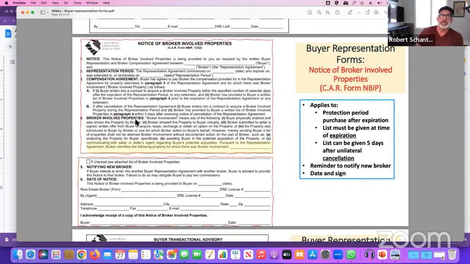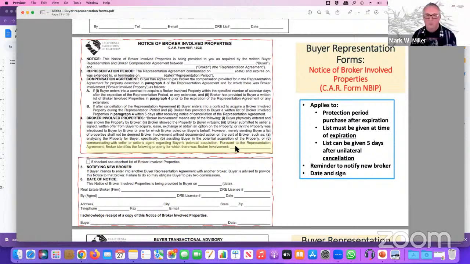So the top part basically just outlines the guarantee for payment, even after the expiration period, as long as you send in that list of notice of broker involved properties, which is this. You can see where it's highlighted here. Pursuant to the representation agreement, broker identifies the following property for which there was broker involvement, and then more than likely you'll put see attached list if it's more than 3 or 4.